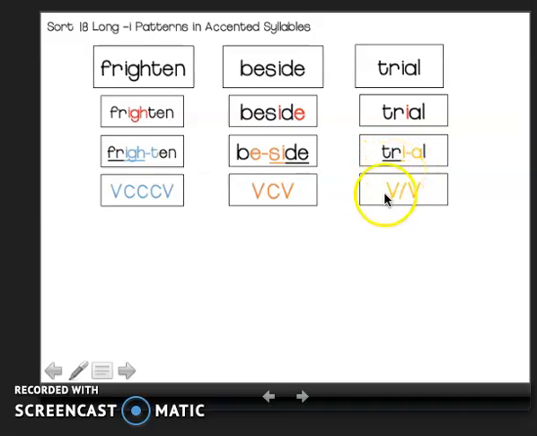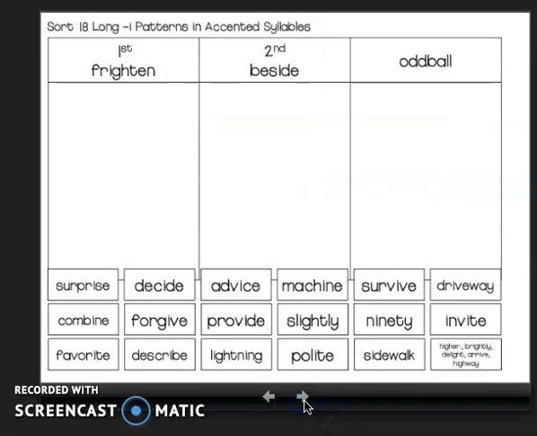All right, let's take a look at our sort. So here we are, we're going to be sorting by those words that have the long I sound accented in our first syllable, like in frighten, and then those that are accented in the second syllable, like beside. Then we do have some oddballs. Remember, these oddballs are going to have the I in them. They're going to have patterns that should say I, but they don't.